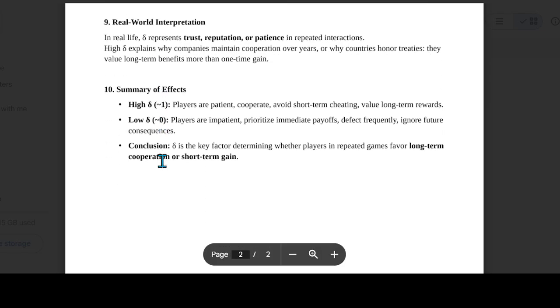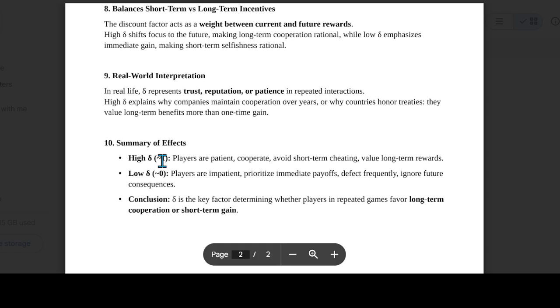Okay, now then you have a real world interpretation. Now, the discount factor represents trust, reputation, or patience in repeated interactions. Now, hearing about this, बहुत probably similar sound करेगा तुम लोगों को about cheating today for an immediate benefit or playing the long game. Obviously, बहुत ज़्यादा चीज़ों में ये reflect होता है in your daily relationships, in your personal relationships, in business, take it in any scenario, right?